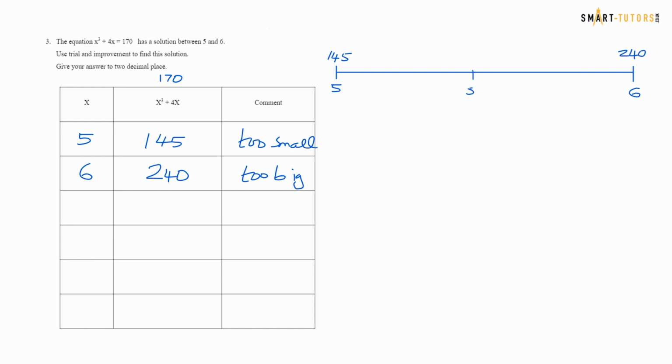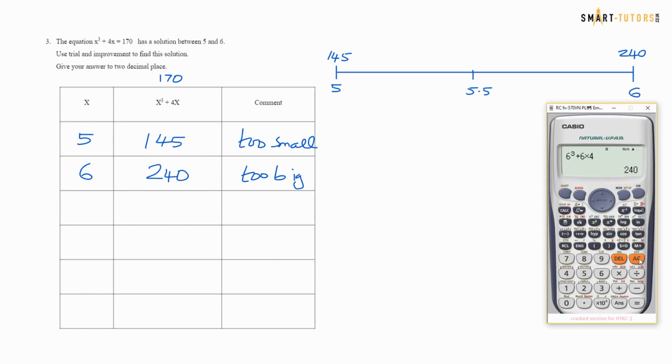So the middle number is going to be 5.5. So what is going to be 5.5? So 5.5 to the power 3 plus 4 times 5.5 equals 188.375.